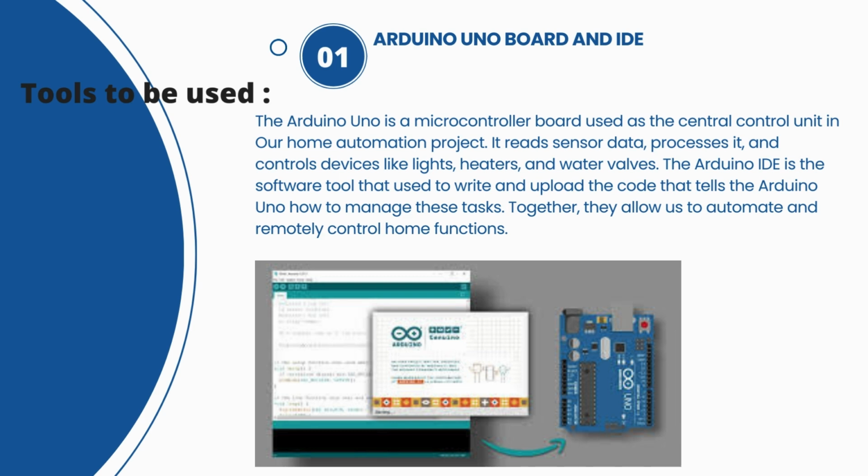We have used the Arduino Uno board and also the Arduino IDE. The Arduino Uno is a microcontroller board that we use as the central control unit in our home automation project. It reads the sensor data, processes it, and also controls devices like the light, heater, and water valve. The Arduino IDE is a software tool that I use to write and upload the code to the Arduino. It teaches the Arduino how to manage its tasks. So this is the Arduino, and this is the Arduino IDE.